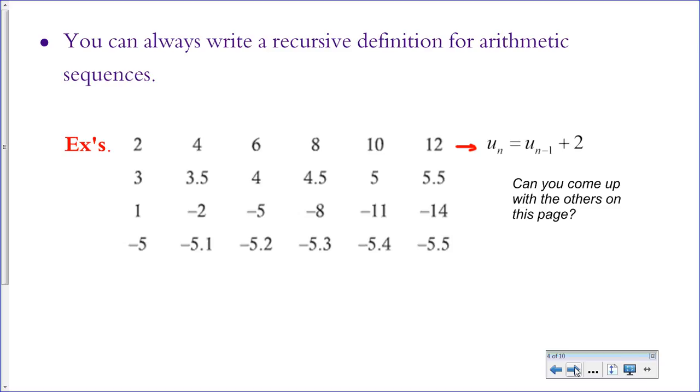You can always write a recursive definition for arithmetic sequences. If you remember from our first lesson, a recursive definition is just a formula that bases each term on the term that came before it. So you can see the first one is written as u sub n equals u sub n minus 1 plus 2, which means to get any term, you do the previous term plus 2. And then I put a little note here that said, can you come up with the others on this page? I know you could. We'll just do one example. So this one would be like, to get any term, u sub n, you would do u sub n minus 1, which means the previous term, and then subtract 3, right? Because the difference each time was a negative 3.